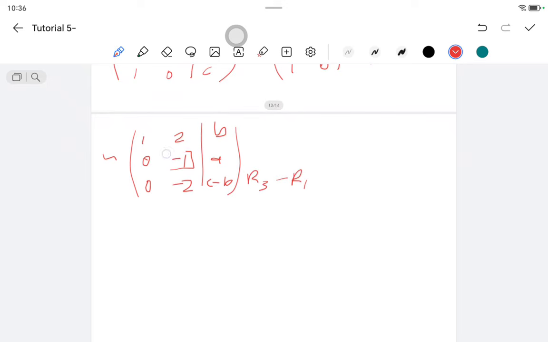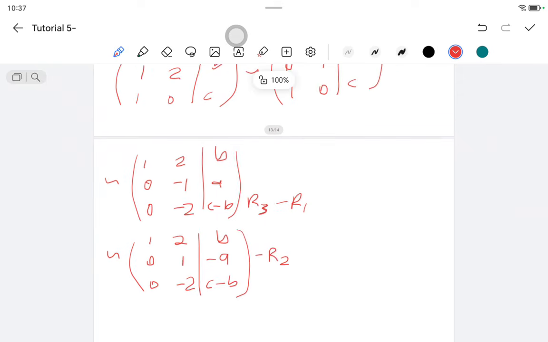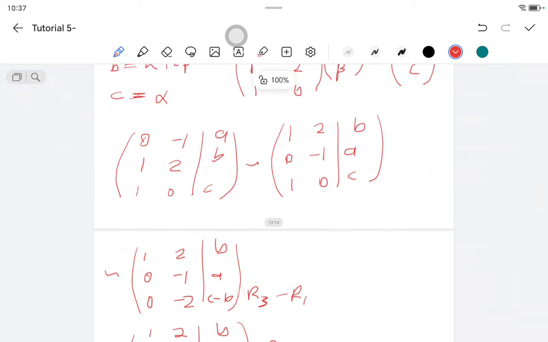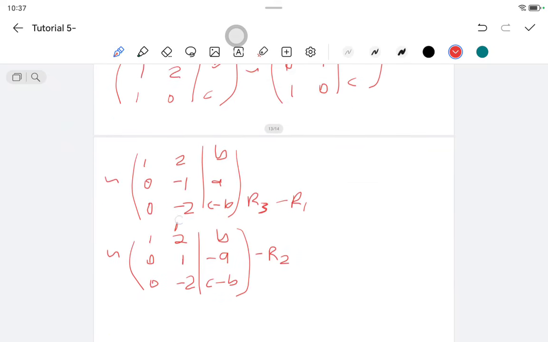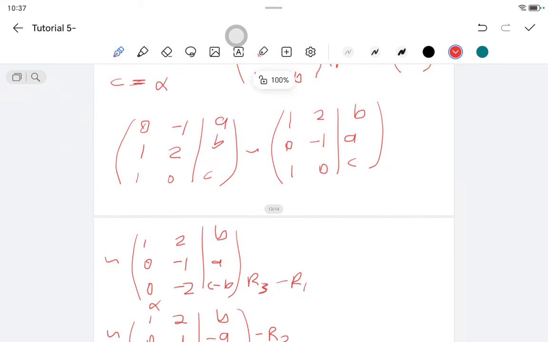Then this one now should be a leading one, right? We change that to a leading one. It's 1, 2, 0, 1, B, this will be minus A, 0 minus 2, C minus B, minus row 2. So we have this, right? Already this is what we found from the beginning, that alpha is equal to minus beta, and also beta is equal to minus alpha. You see, right? And also we found that alpha plus 2 beta is equal to B.